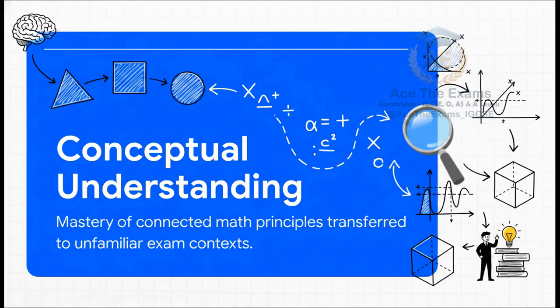And that brings us to conceptual understanding. This is the mastery of connected mathematical principles that can be successfully transferred to unfamiliar exam contexts. It's like a giant puzzle. Mastery means taking the product or quotient rule and successfully transferring that knowledge to completely weird, unexpected exam contexts. You aren't just solving a standard algebraic fraction here. You are demonstrating an elite, highly adaptable skill set. If they throw a natural log inside a trigonometric function, inside a fraction, you don't panic. You just rely on your conceptual understanding to break it down.